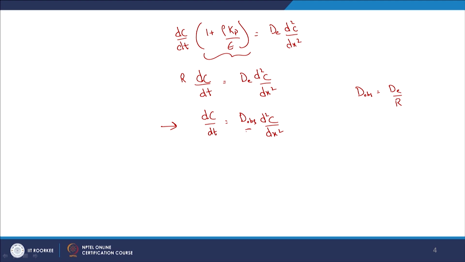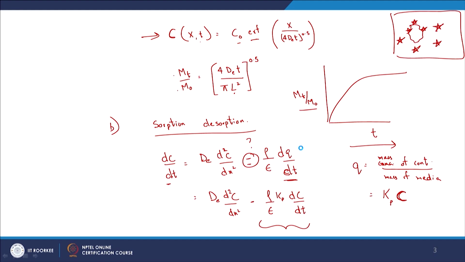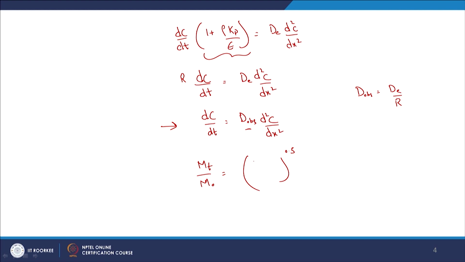So, again the relevant solution will be similar, and we will end up with Mt by M naught is equal to square root of, let us look at what we have here, pi L square, 4 D observed, now into time, I believe. So, that is what we see here. So, this is the equation obviously, but let us try to understand this now.